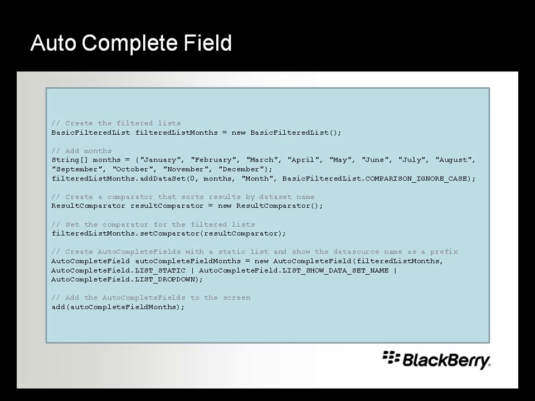If we have a look at the code, we will see that it's quite easy to create these autocomplete fields. We just create an array with the strings of the names of the months that we want to have in this list. We choose to ignore the case and we use the comparator for the results. At the end we choose that the list will be a drop-down list. And when we create an autocomplete field, we just add it to our screen.